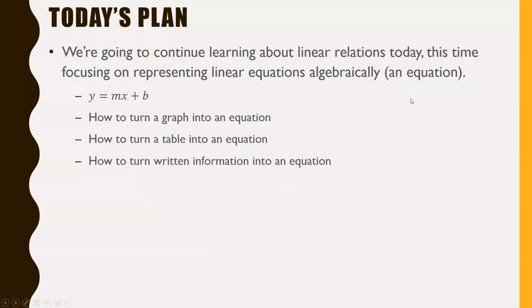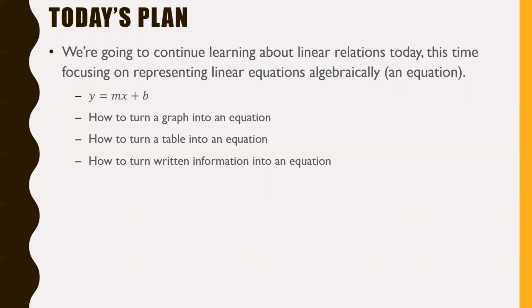Anyway, let's get rolling. So today's plan, we're going to continue learning about linear relations today, this time focusing on representing linear equations algebraically, so in other words, as an equation. This is in the form y equals mx plus b. So we're really going to hone in on what those letters represent, how to find them, and how to stick it all together as a linear equation. In other words, an algebraic representation.